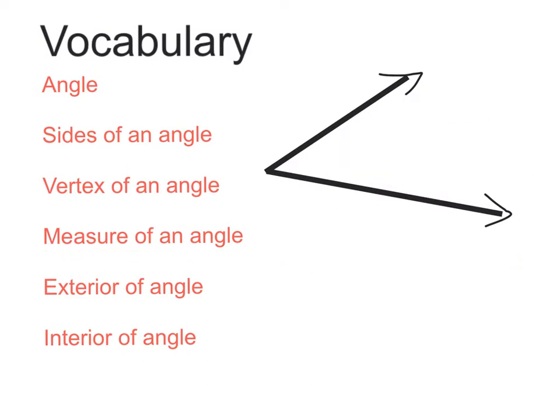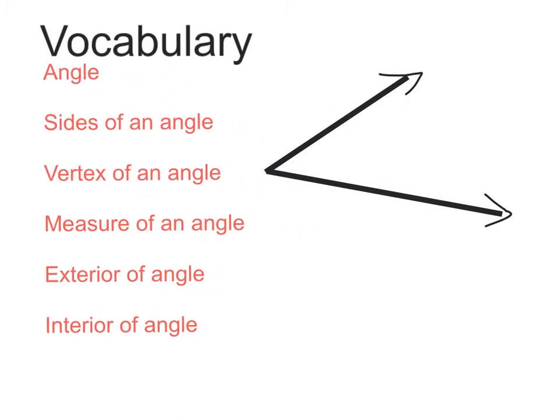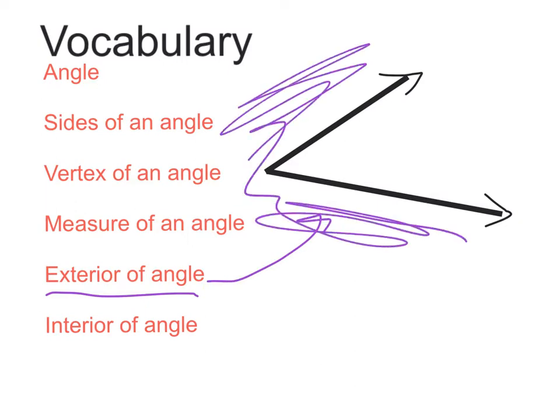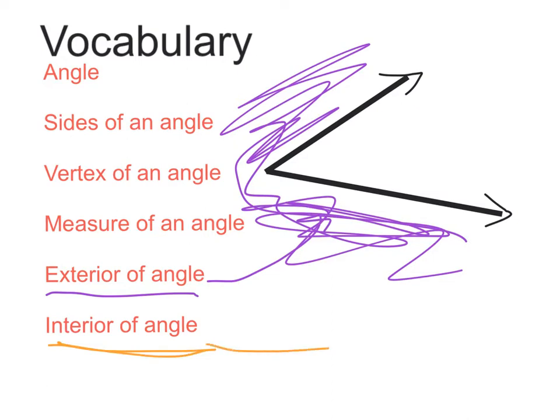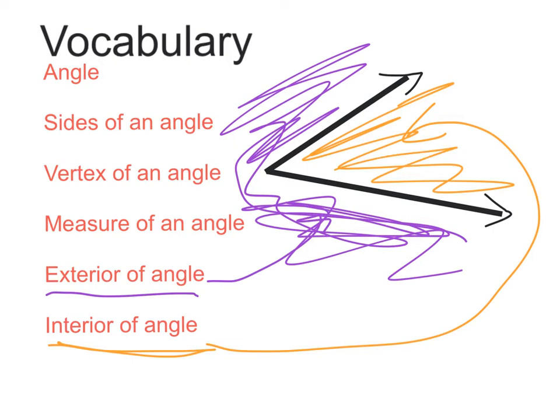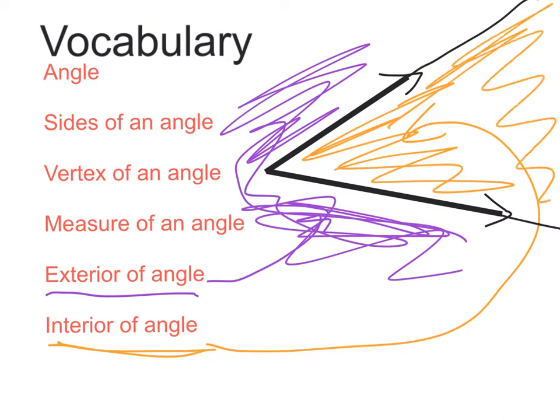Now we have what's called the exterior of an angle and the interior of an angle. The exterior of an angle is classified as the area on the outside of an angle. So basically all this would be considered the exterior of the angle. Whereas the interior of the angle is usually the smaller area inside. So that's the interior of the angle. And if you were to extend these rays out farther, then the interior of the angle is still going to be all this area.